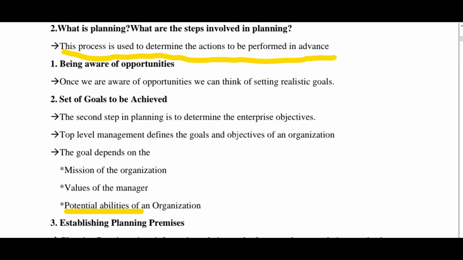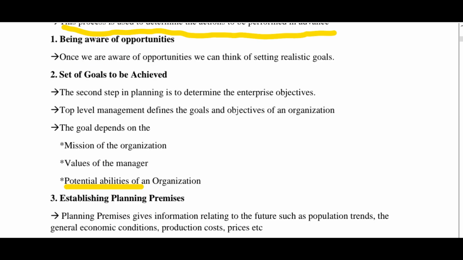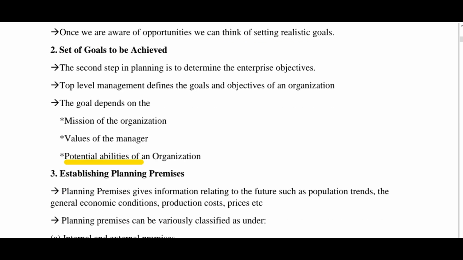The second step is to determine the enterprise objective. The top level management defines the goals and objectives of an organization. Goals depend on mission, values, and skill abilities.